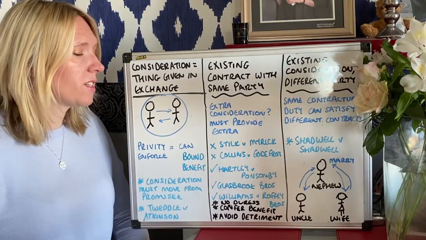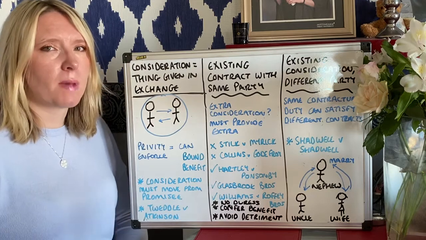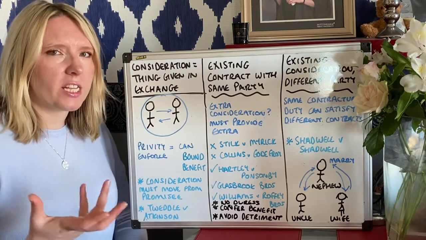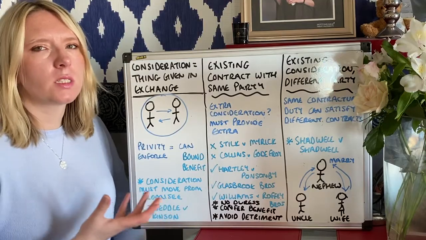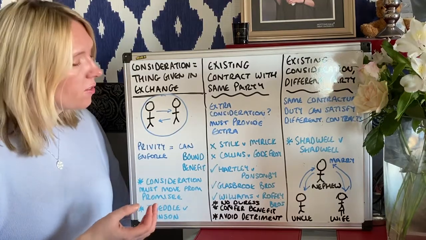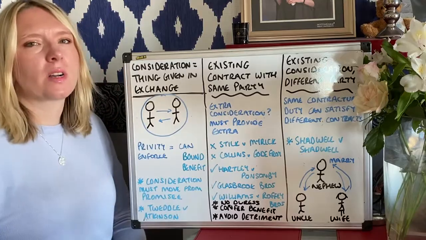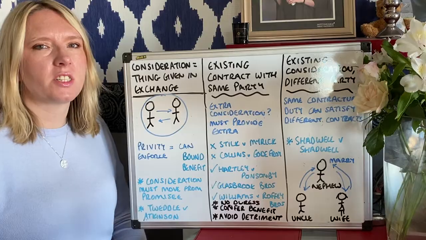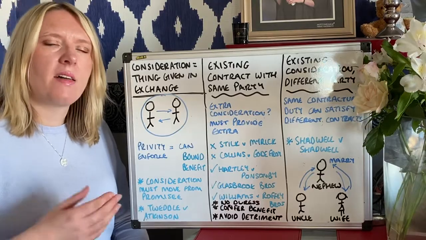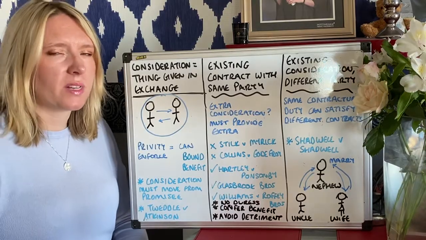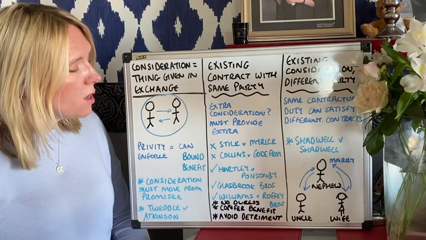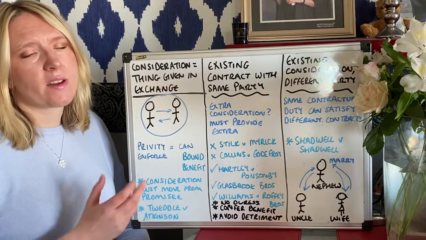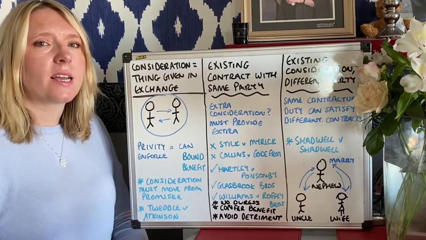It's seen in Hartley versus Ponsonby, where, unlike Stilk versus Myrick, half the crew abandoned the ship, which meant the voyage had become significantly more difficult and almost a different job in itself. In Glasbrook Brothers versus Glamorgan County Council, the police weren't just being required to do something they usually do. They were asked to live on site, and that was seen as something extra, so they were entitled to extra consideration.